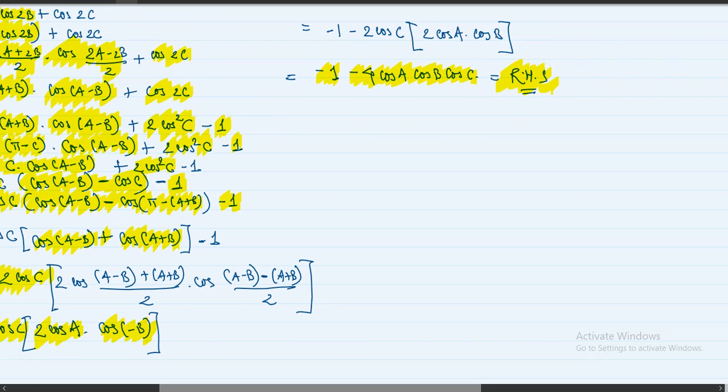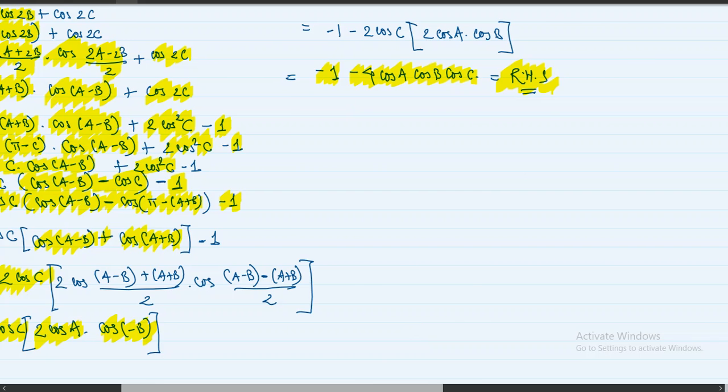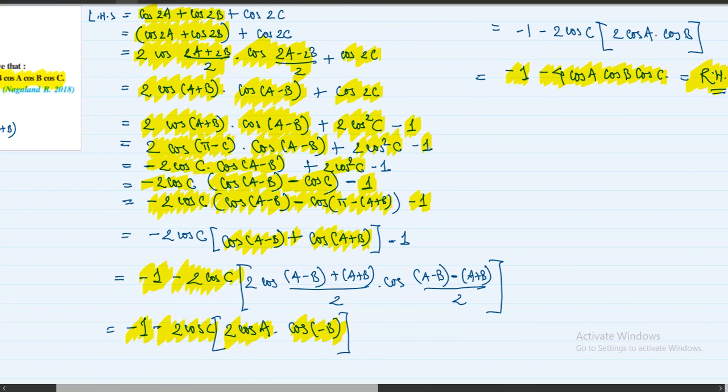Now we can open the bracket. When we open the bracket, these 2 2s become 4, and we get minus 1 minus 4 cos a cos b cos c, which is equal to RHS. Very interesting to prove this.